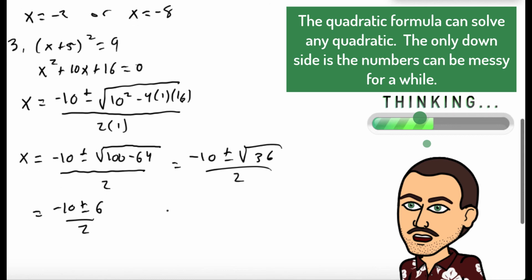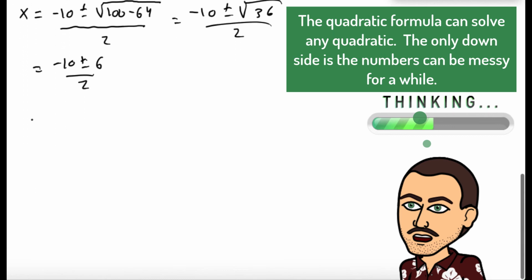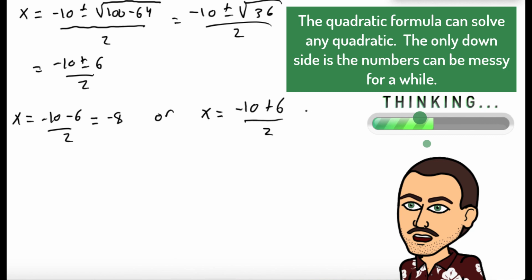So we have x equals, well, there's two cases: (-10 - 6) / 2, which is equal to -8. Or we have x = (-10 + 6) / 2, which is equal to -2. And again, those are the same answers as every time.